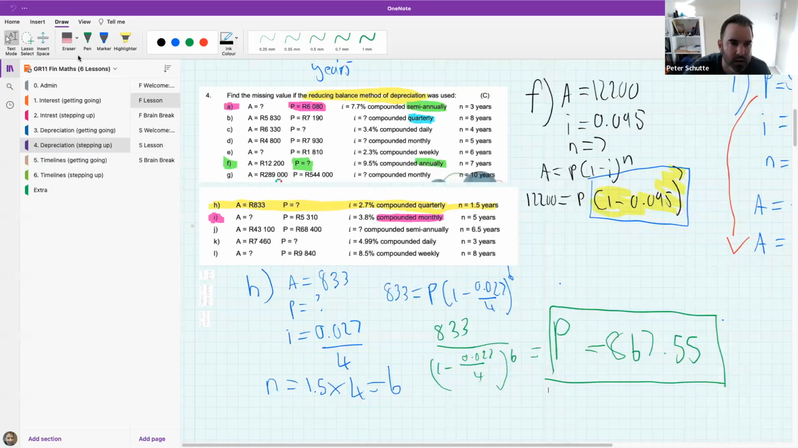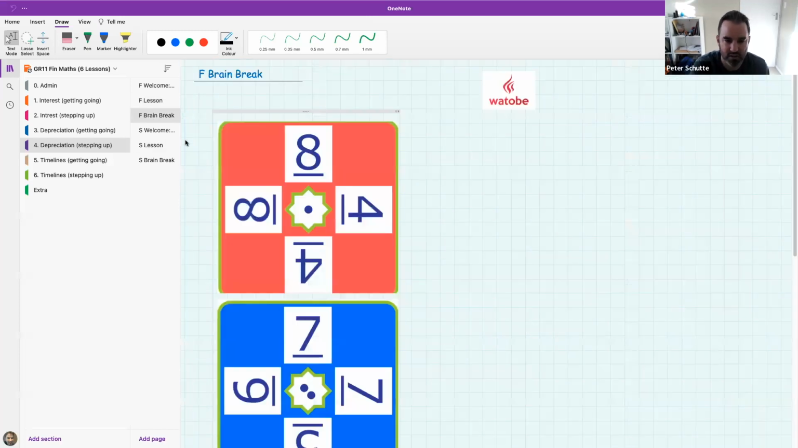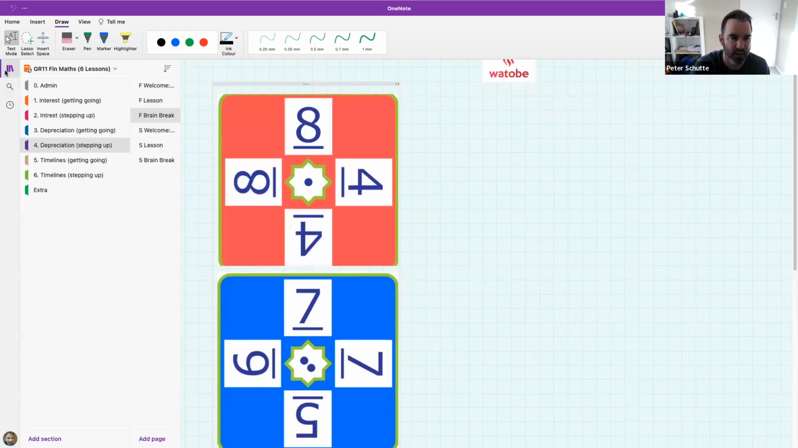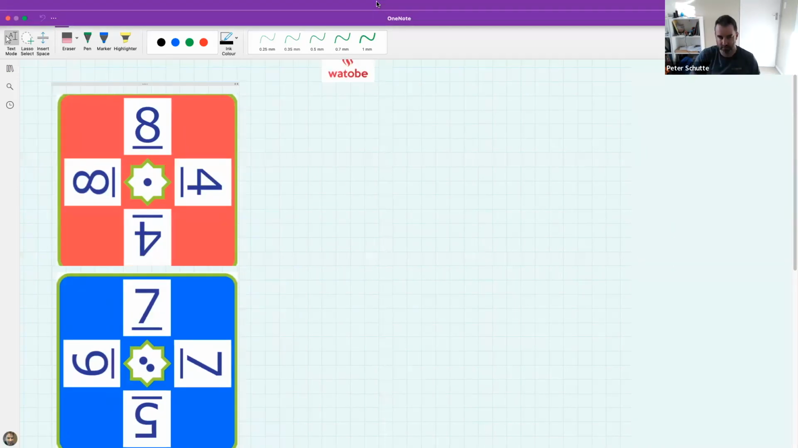Let's just do a bit of a Math 24 question. So see if you can figure out how to make 24 using either of these two cards. See if you can figure it out and put it in the chat if you can.